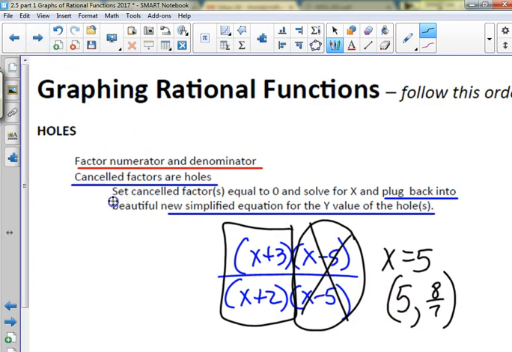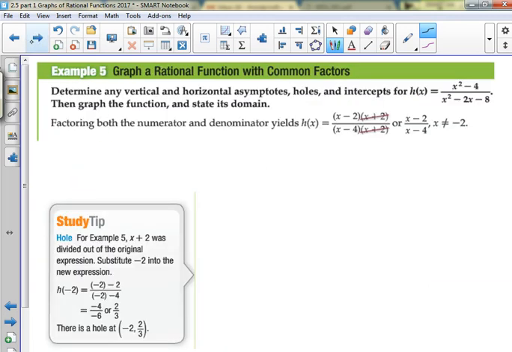I like how it says it on the brown sheet. It says, canceled factors are holes. Set the canceled factor equal to 0 and solve for x, and then plug that value back into the beautiful new simplified equation to find the y value of the hole, okay? Math teacher obviously wrote that one.